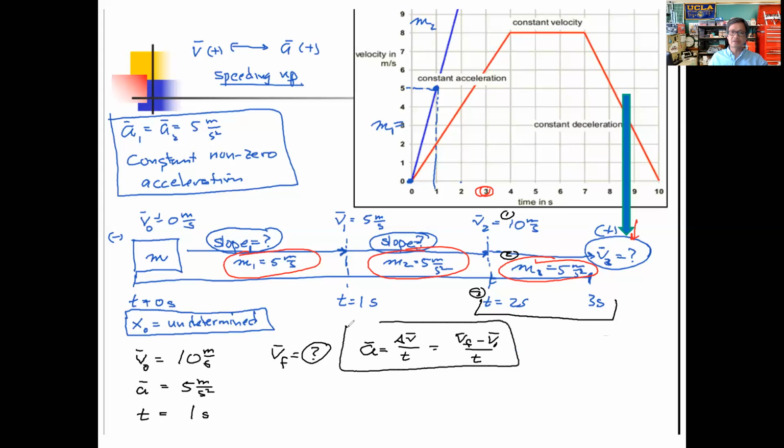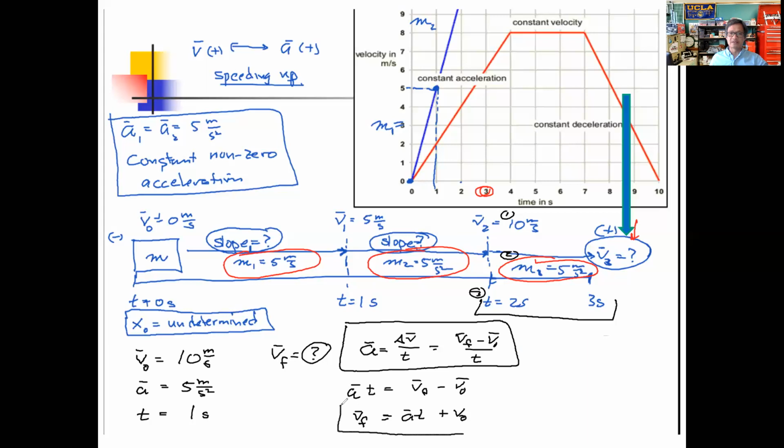Now, it's not quite arranged in the form that we need to solve for V final, so let's go ahead and rearrange the equation here to solve for V final, okay? We're going to isolate V final by itself. Multiply both sides by time, so we get AT is equal to V final minus V initial. Okay, that's what we have there. And then to solve for V final, we're going to add V initial to both sides. And we have then V final equals AT plus V initial.